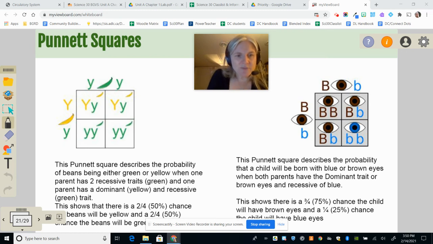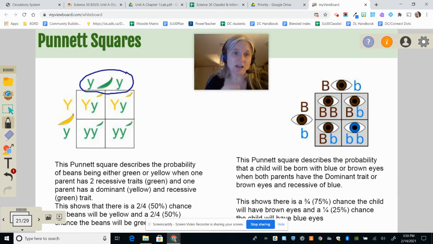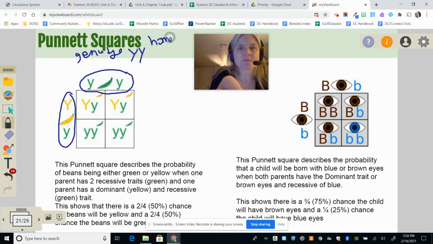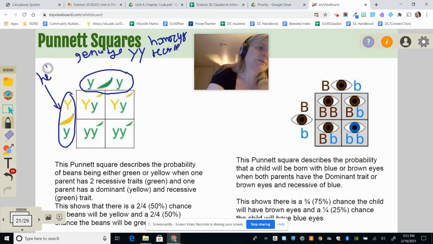Okay. So in this case, let's just look at the parents here. There's two little y's, right? So how would you describe the genotype of that parent? You can pause the video and see if you can describe the genotype of each of these parents. Okay, so genotype is just going to be that little y. So this is homozygous recessive. And this genotype is heterozygous.